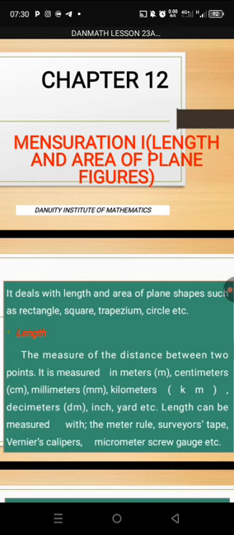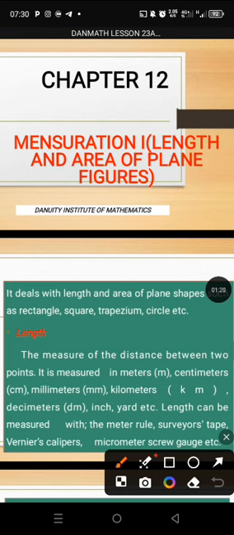So let's start off. Mensuration 1, length and area of plane figures. So let's look at length first. What is length? When I talk about length, it is the distance between 2 points, isn't it? It's as simple as ABC. Distance between 2 points is what a length is. So this is very simple to understand.